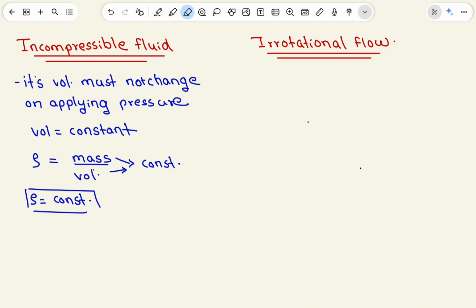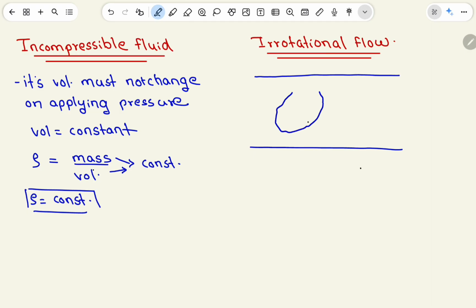Okay, let's move on to the next property, which is nothing but irrotational flow. Now, to understand irrotational flow, let us consider a flowing fluid. Now, this is a flowing fluid. And let us consider a mass of fluid. So I have considered a certain mass of fluid, and this is the center of mass. I have marked the center of mass. Now, for the flow to be irrotational, the mass of the fluid should not be rotating about its center of mass. Therefore, irrotational flow can be defined as follows.